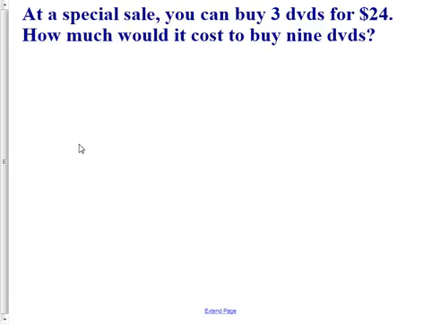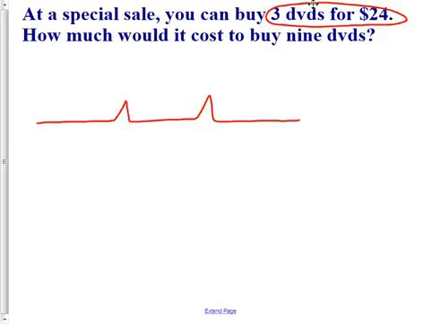At a special sale, you can buy 3 DVDs for $24. How much would it cost to buy 9 DVDs? So you should take a look at this and see that the two things that are related are the 3 DVDs for $24. You can show that with a bridge map. You can show that as we're comparing the cost to the number of DVDs.